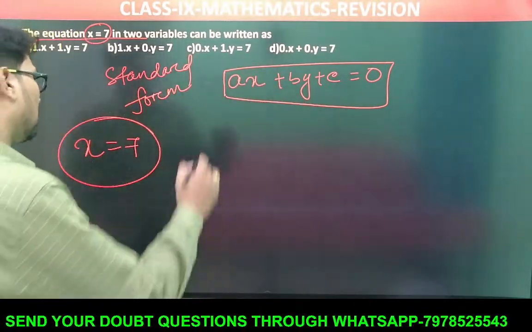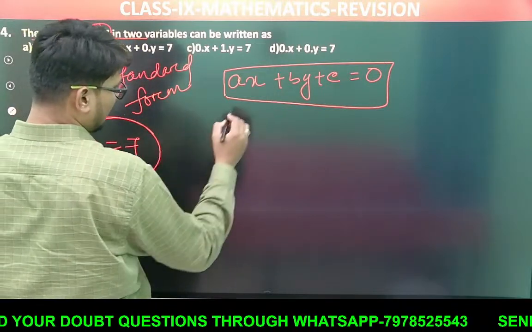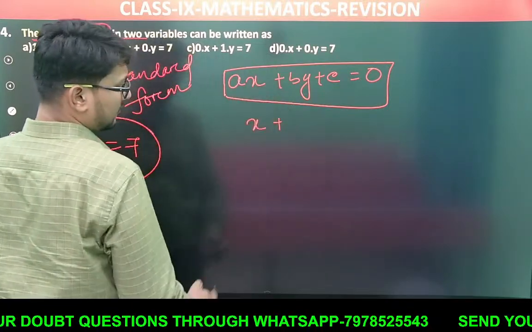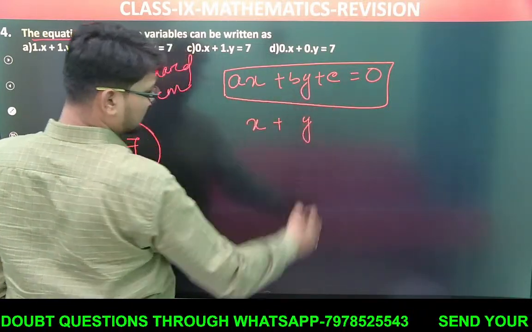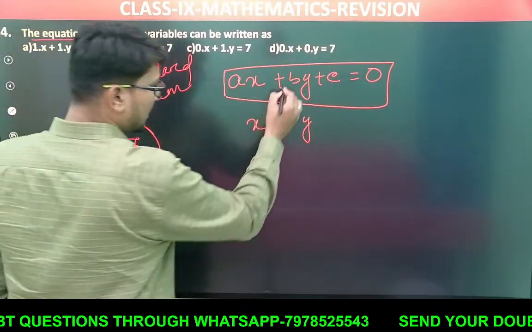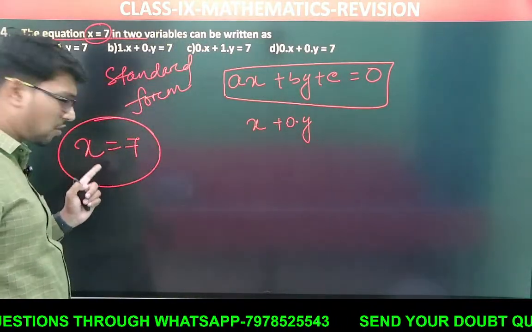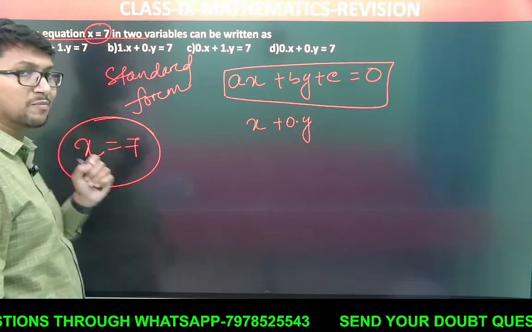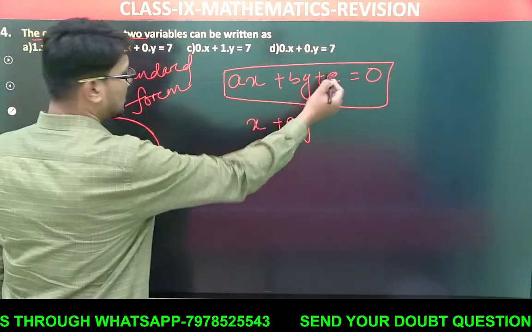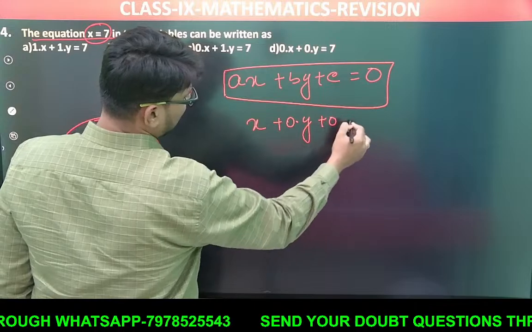Though the x value is given as 7, check: x equals 7 is given. So I can write x plus y. We have to write y, but here y is not given. So how can we write it? It means the coefficient b is 0. Though the y term is not involved in this equation, the coefficient of y is 0. Similarly, the constant term is not there, that is also 0. Or you can also write plus 0 equals 0.